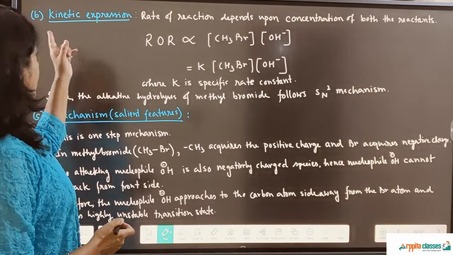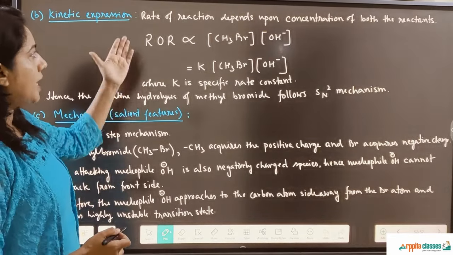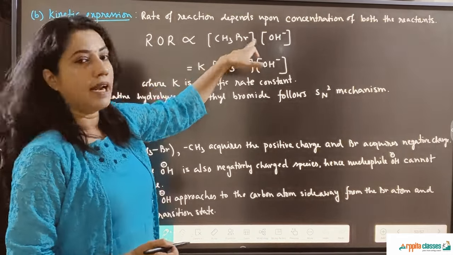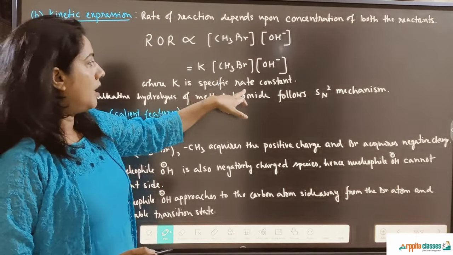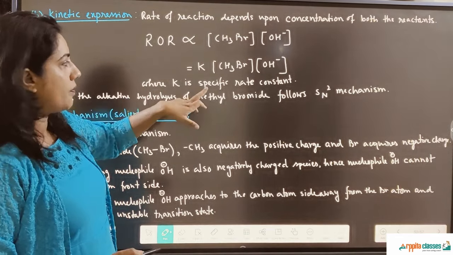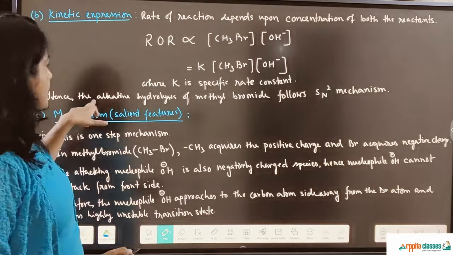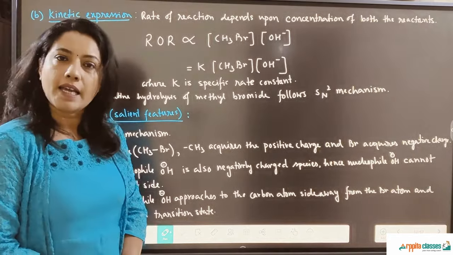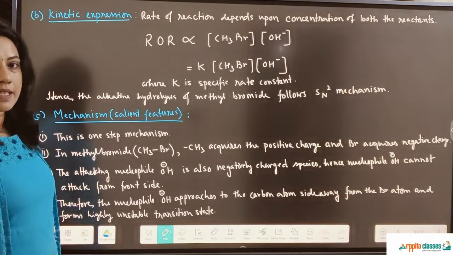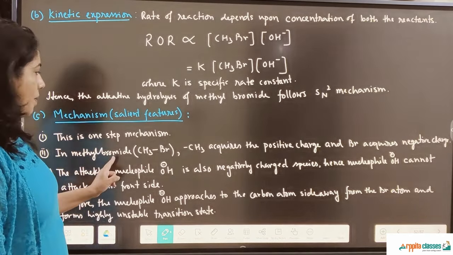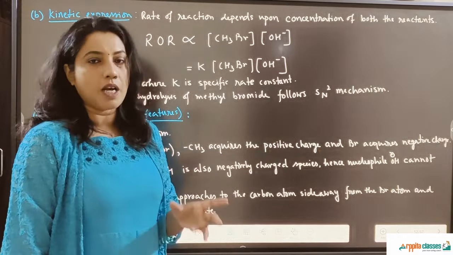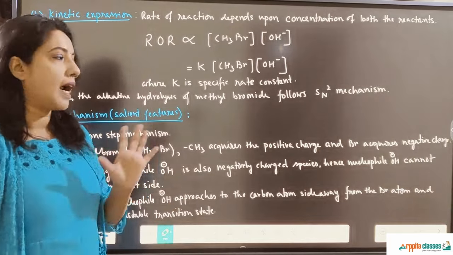The next thing is the kinetic expression. As I mentioned, the rate of the reaction depends on the concentration of both the nucleophile and the alkyl halide, and therefore rate equals k times the concentrations, where k is the specific rate constant. Hence the alkaline hydrolysis of methyl bromide is an SN2 mechanism. The salient features of the mechanism: the first thing is this is a one-step mechanism. In methyl bromide, the carbon of CH3 acquires a positive charge and bromine acquires a negative charge because of the electronegativity difference between carbon and bromine.